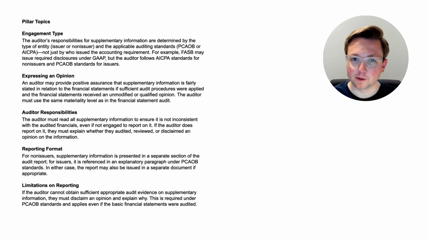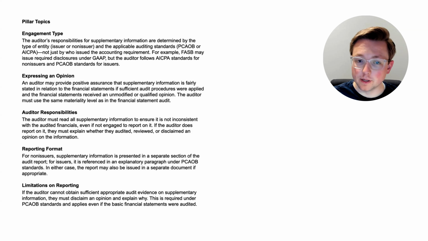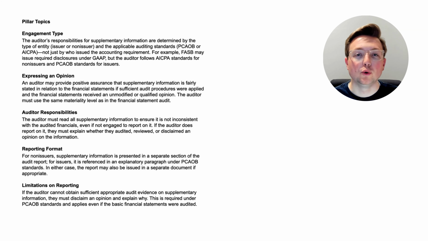All right, here we are at the pillar topics. Let's just dive straight in. First off, let's talk about engagement type. The auditor's responsibilities for supplementary information are determined by the type of entity, issuer or non-issuer, and the applicable auditing standards, PCAOB or AICPA, not just by who issued the accounting requirement. For example, FASB may issue required disclosures under GAAP, but the auditor follows AICPA standards for non-issuers and PCAOB standards for issuers. So again, for issuers, it's PCAOB standards. For non-issuers, it's AICPA. That's the general thing that you need to know there.